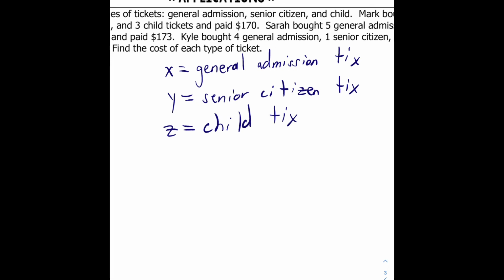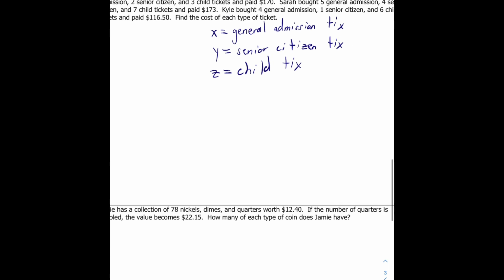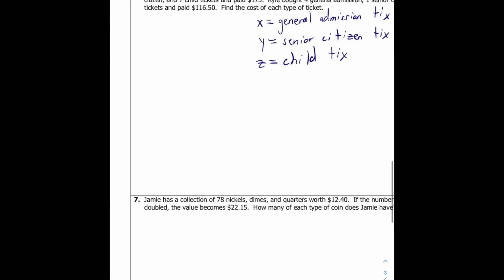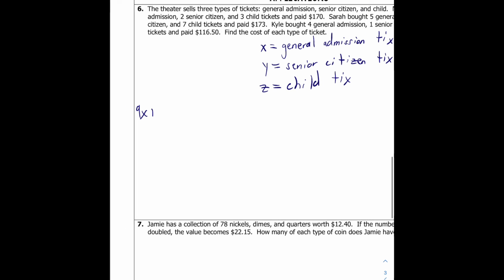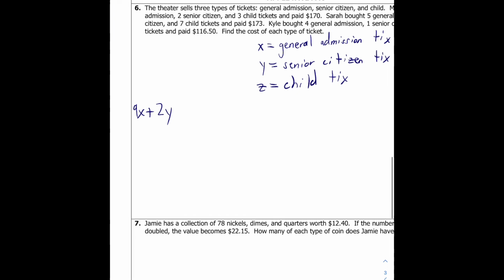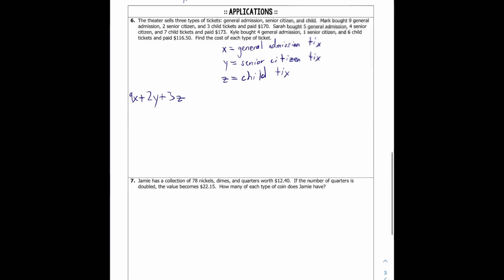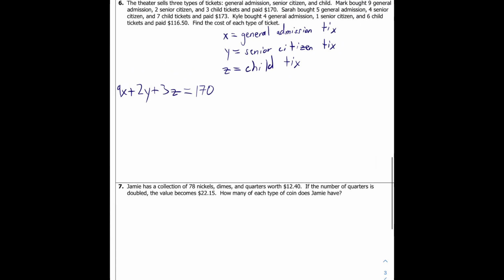So here's what's going on. Mark bought 9 general admissions, so 9 times general admissions, 9x. In addition to that, he bought 2 senior citizen tickets, so plus 2y. And then he also bought 3 times z child tickets. And he paid $170, so that's going to equal $170. The total cost of Mark's tickets is $170.